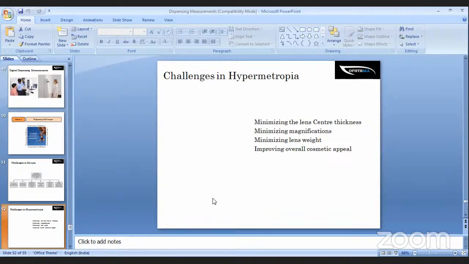Then again, weight of the lens is important. Organic lenses are lighter in weight, mineral lenses are heavier in weight. Improving the cosmetic appeal is not very critical in case of hypermetropic cases, because the edges of the lenses are very thin. The only consideration is if you can reduce the magnification of the eyes because of the curvature of the lenses, you can ensure a good look of the spectacle also.